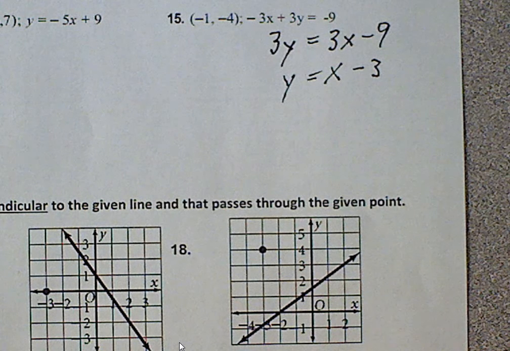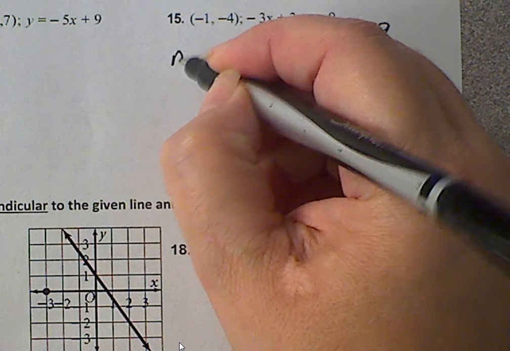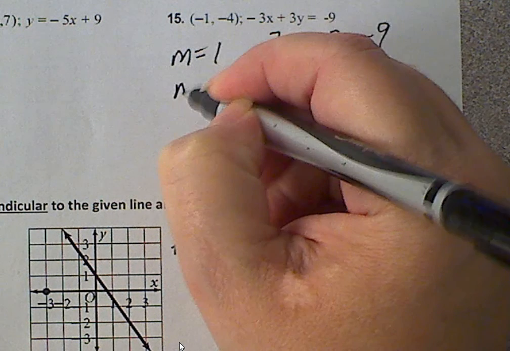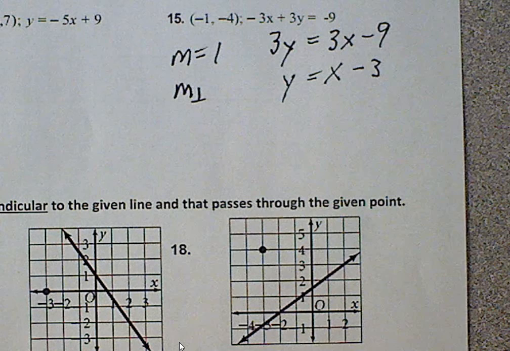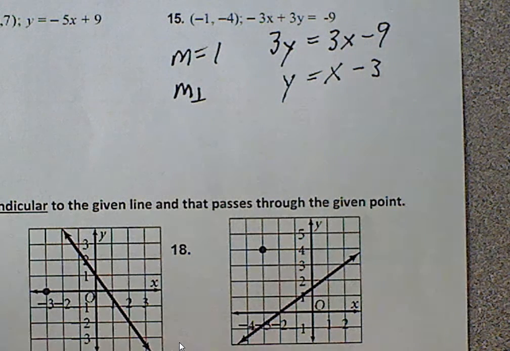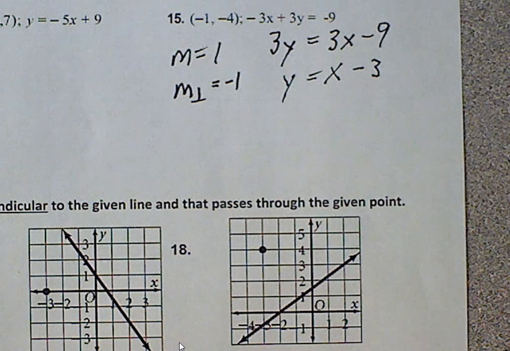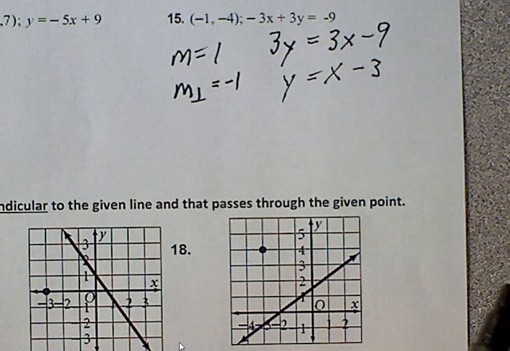Then I can take my slope off of here. My slope of this is 1. My perpendicular, it says to flip the fraction and change the sign. If I flip 1, it's still 1, but when I change the sign, it's negative 1. So I found my slope first. I have my point and my slope, so now I use the point slope formula.